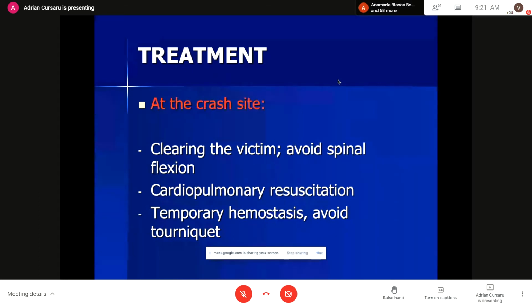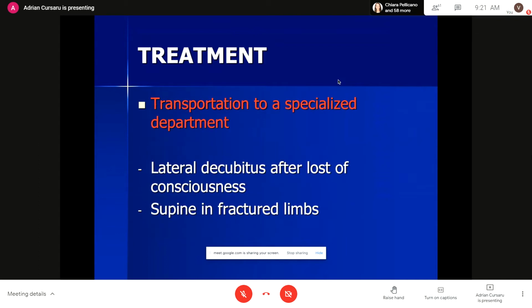You have to make a temporary hemostasis, avoiding the tourniquet. The tourniquet is a band that we use for hemostasis in our emergency room for stopping the bleeding. Transportation to a specialized department is very important, and you have to be very quick with that.